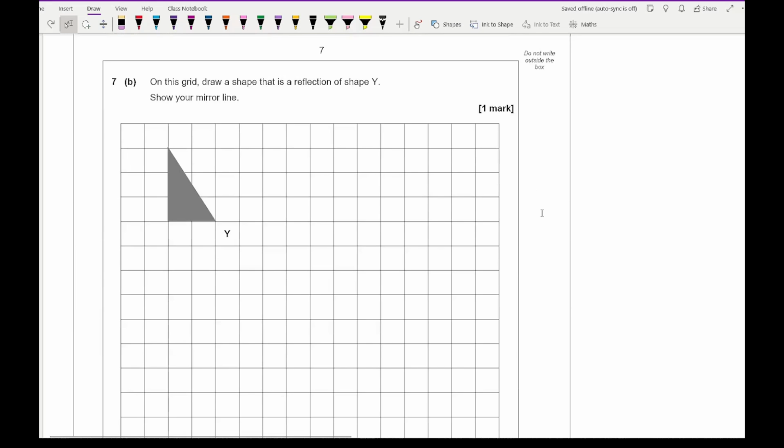Moving on to question 7b, it says on the grid draw a shape that is a reflection of y. Now for this, you need to make sure you've got a bit of space. So all we're doing is reflecting. Now you can reflect this shape anywhere, but it needs to be 2 across and 3 down. And then what you also need to do is mark where that reflection line could be. You could draw your shape, your image anywhere on there, but you want to make sure that it is a reflection and that you do include your mirror line.